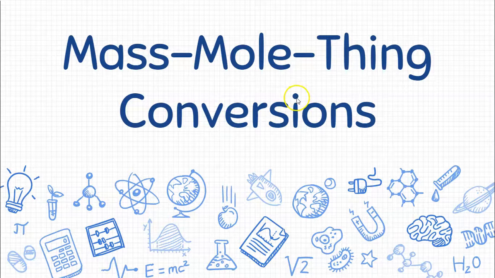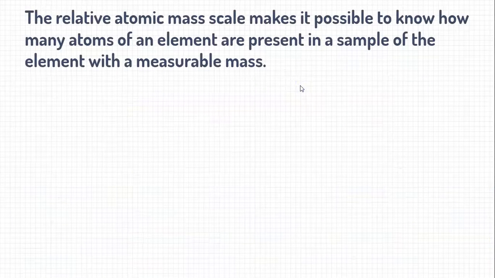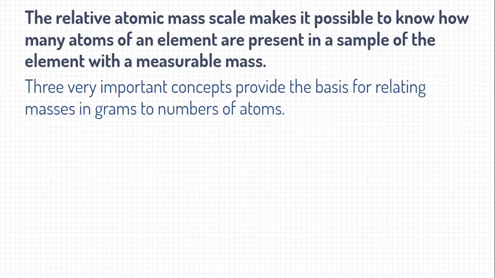Okay, so today you're going to learn about mass mole conversions. Now, the relative atomic mass scale makes it possible to know how many atoms of an element are present in a sample of the element with a measurable mass. Now, three very important concepts provide the basis for relating masses in grams to numbers of atoms. The first one is a mole.